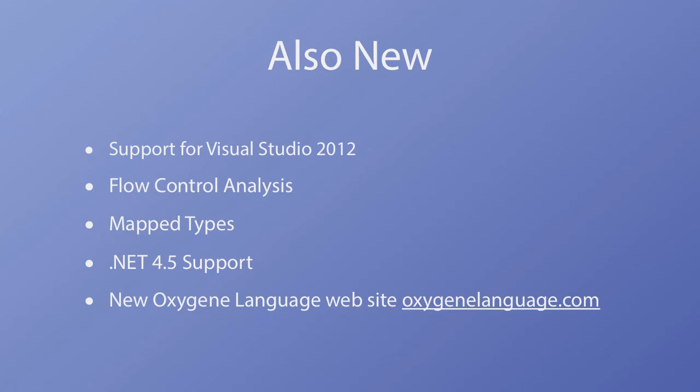We do still support Visual Studio 2010, so if you have Visual Studio 2010 installed, you can install Prism into 2010 instead. Some of the features we're not going to get into as well are flow control analysis, mapped types, and support for .NET Framework version 4.5. But you can learn about these features and more at the new Oxygene language website, oxygenlanguage.com.